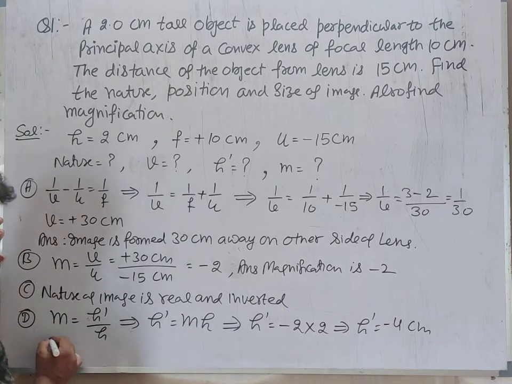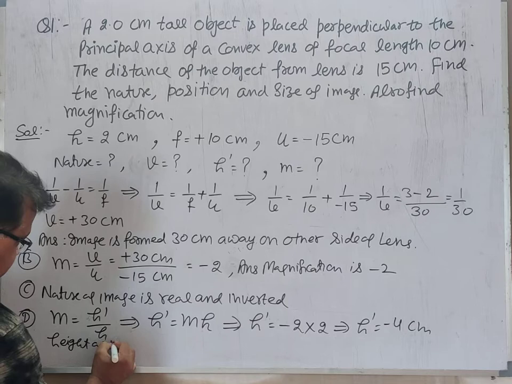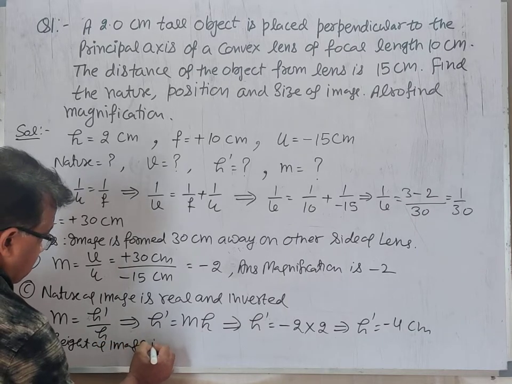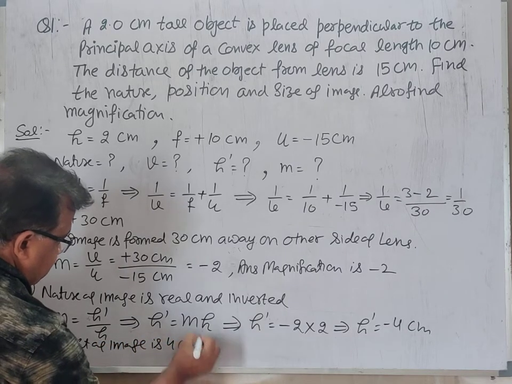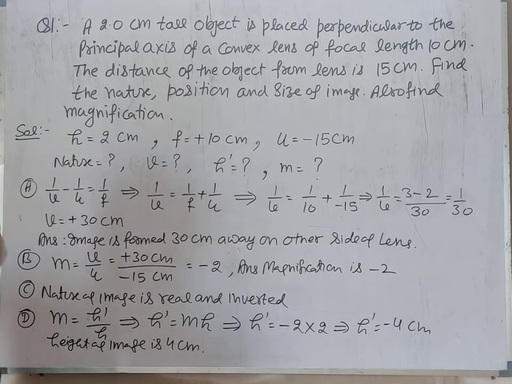So, height of image is 4 centimeter. Image is real and inverted. So this is the solution of the whole question. We shall be careful while solving numericals. Next question.